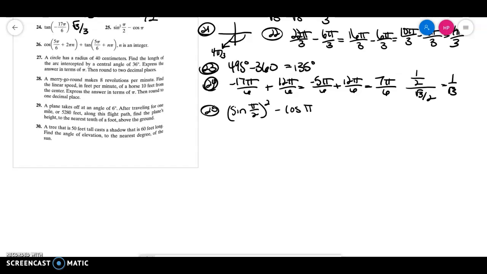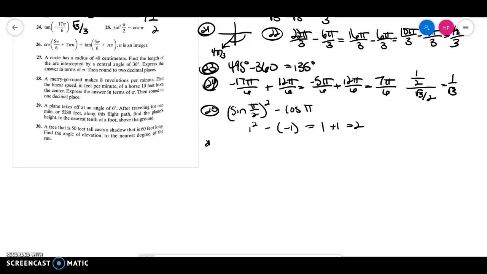Again, the sine at pi over 2 is 1. So 1 squared minus the cosine of pi, which is -1. So 1 squared is 1. And if I'm subtracting a -1, I'm really adding 1. So that answer ends up being 2.